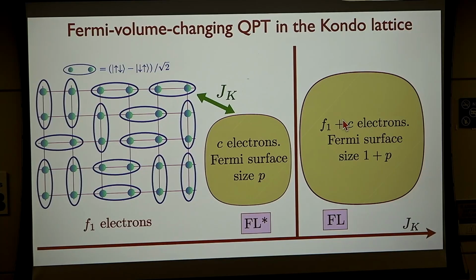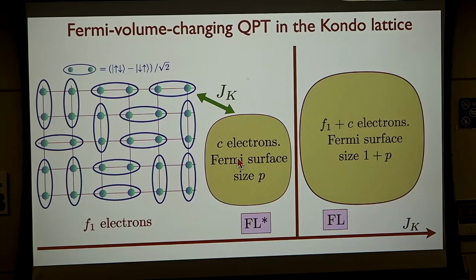But what can happen, under the right conditions, and it seems like in CeCoIn5 that does happen in some recent experiment by Jim Analytis and others, is that the f electrons can form their own spin liquid. And then this Kondo exchange is not a relevant perturbation. It doesn't always flow to infinity. And the c electrons will form a small Fermi surface of size p. And that would be FL* because you're violating the Luttinger theorem. But you're OK with the Oshikawa theorem because you have a spin liquid hanging around.